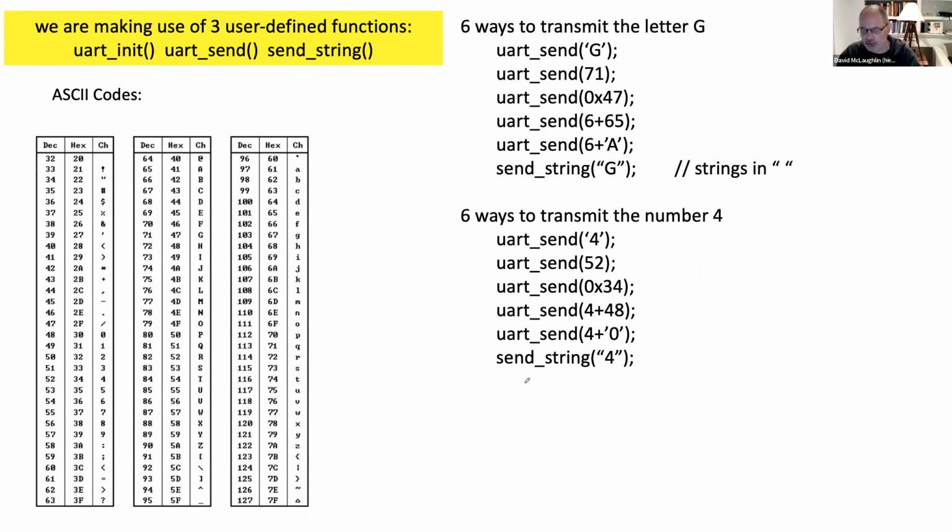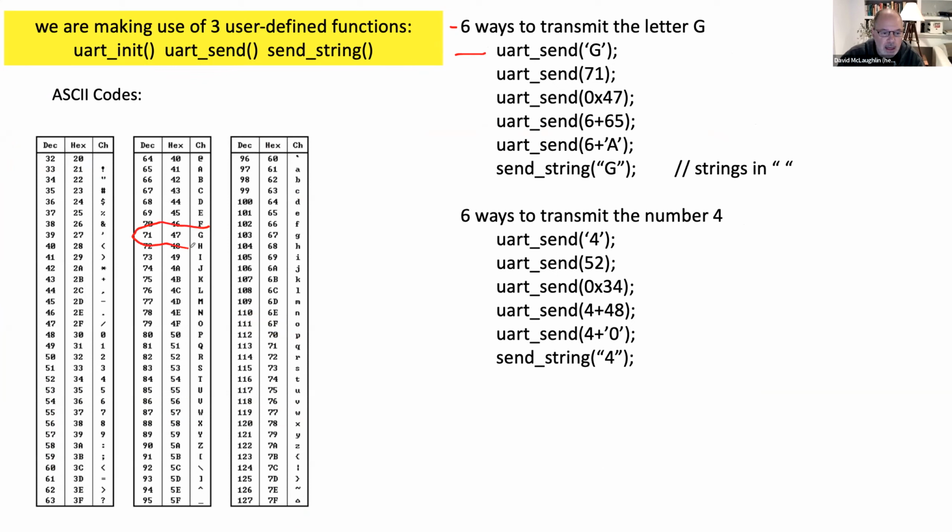How could we send the letter G? I just picked G at random here, but I want to show you 6 different ways of transmitting the letter G from your microcontroller via the UART to a serial monitor that's running terminal emulator code. So we could just use UART send G in quotes. Okay, let's go find G.